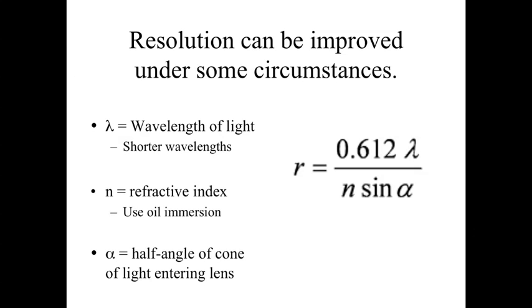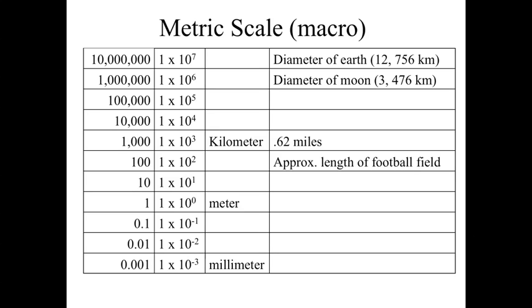And so what we can see is that resolution under some circumstances can be improved, but for the most part, with the light microscope, we're at the limit of where we're at, and we can't improve things very dramatically. And so we're limited in the amount of resolution we can see within a microscope. Now, the importance in understanding magnification and resolution is when we start to think about the magnitude or the scale of objects that we're going to be looking at.